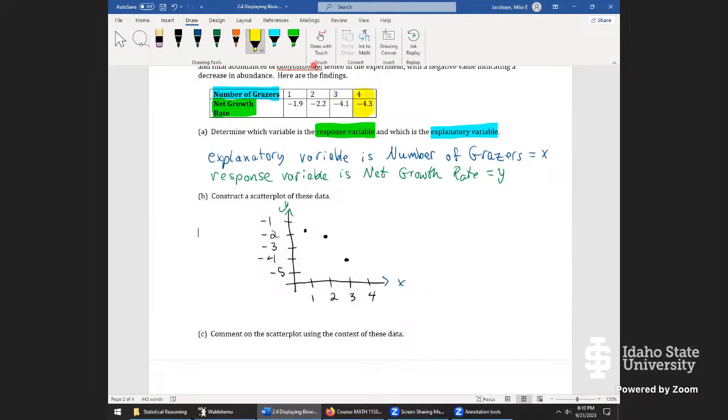Then when we put 4 grazers in, it didn't drop by very much more. It went down to negative 4.3. So about here to my eye. Let me just double check. Yeah, that looks like about negative 4.3 there.